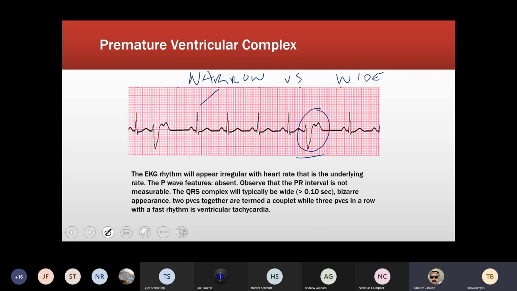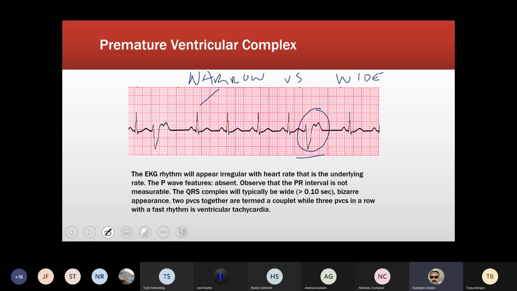PVCs, again, can be a little more of a concern, to be honest, with patients. If we have more than 3 PVCs in a row, we can classify that as a run of VTAC. And VTAC, I'll get to that rhythm shortly, but that's a cardiac arrest rhythm. So anytime you have 3 PVCs in a row, it's a run.